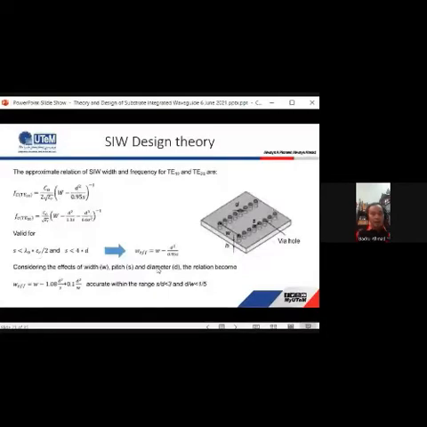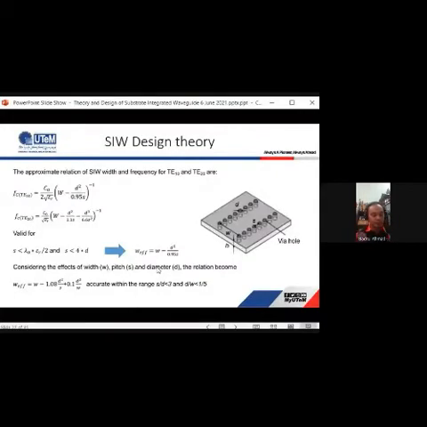So if I can share with you the SIW design theory and how to design it. Basically, the propagation constant after the cutoff frequency starts. So it is not only a function of width, but also of diameter and pitch. From this data, people start to do the design and derive the equation.